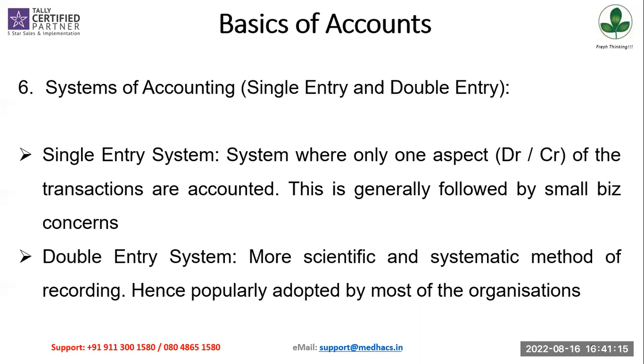But typically in a small business, when you start a new business, in a more unstructured way of doing it, when it is very small, we generally tend to record only one side of the accounts, either the debit or credit side of the transaction. That is called a single entry. For example, today I started a business with 10,000 rupees capital, and I want to do a flower business. I want to buy and sell flowers. My capital investment itself is 10,000 rupees.